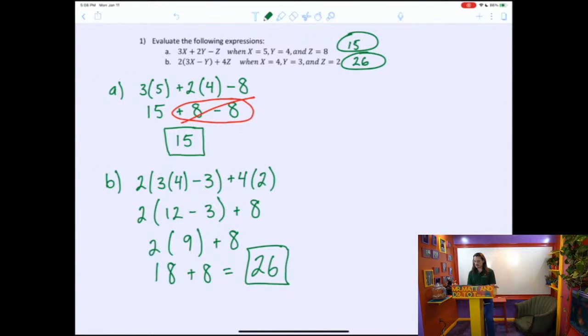So that's going to leave us with 2 times the quantity of 3 times 4 minus 3, quantity plus 4 times 2. So 3 times 4 is 12. Working within the parentheses, 12 minus 3 is 9. So that leaves us with 2 times 9 plus 4 times 2 is 8. So we have 2 times 9 plus 8. 2 times 9 is 18. 18 plus 8 is 26.